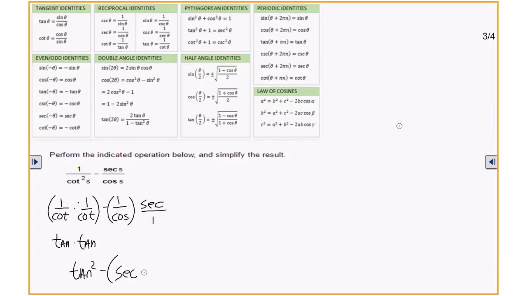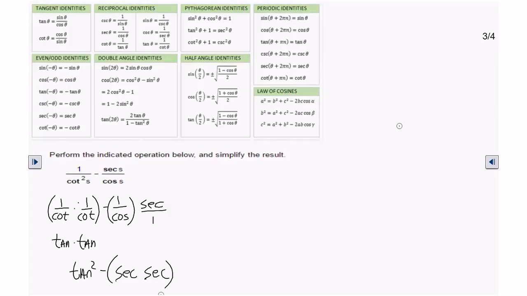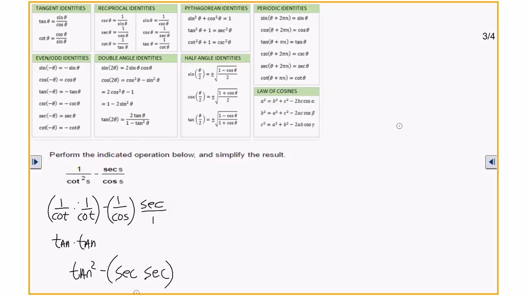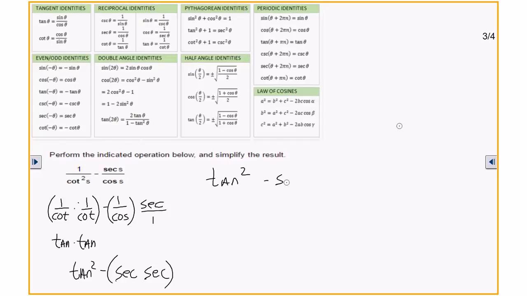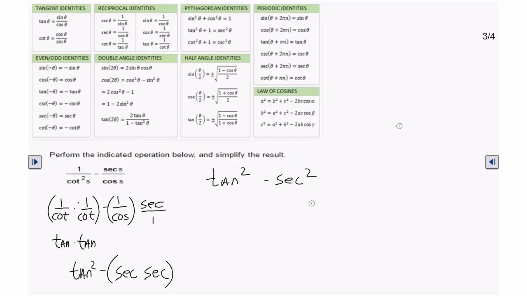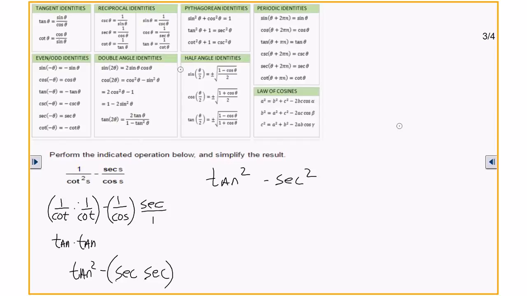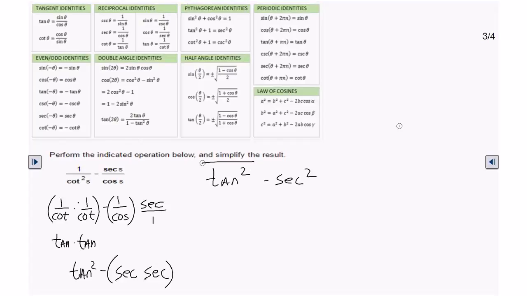times what? That would be secant squared, so we would have tangent squared minus secant squared. Hey, wait a minute. What's that equal to? Tangent squared minus secant squared is equal to negative 1. I think that's probably what they want you to do. It says simplify the result. That's probably the answer.